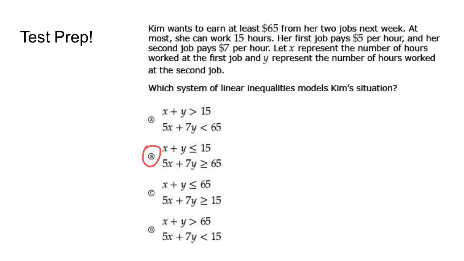For this one, the system you should have chosen was B. And the reason we know that is because up here it says that she wants to earn at least $65. And then the most she could work is 15 hours. So if she can only work up to 15 hours, the amount she works has to be less than or equal to 15, which is what that showed. And at least 65 means she wants to earn that much or more. So greater than or equal to 65. The 5x and the 7x had to go with the 65 because that was money and 65 was money. So B is your correct answer on that one.